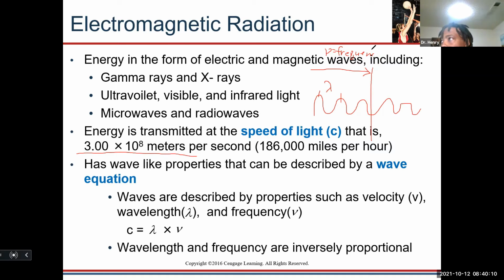Looks like a G. And this guy equals wavelength. Now the wavelength is a distance. It's the distance from peak to peak or trough to trough. Okay, so it's an actual distance.